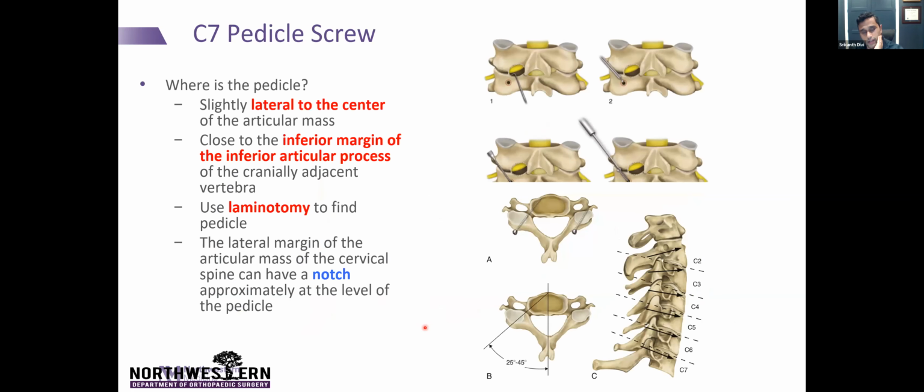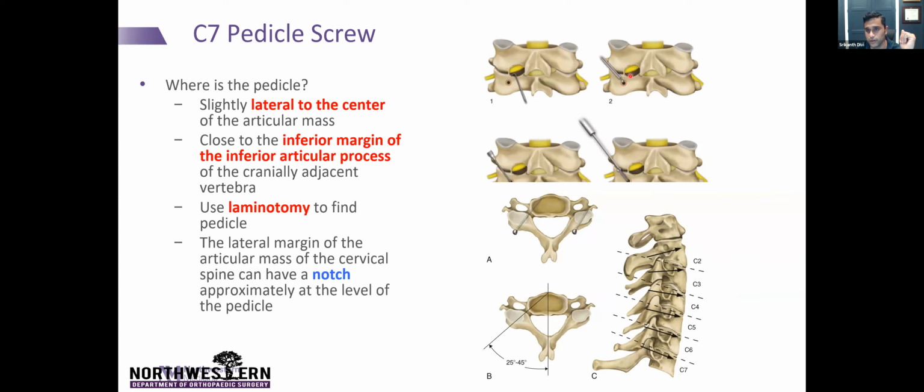C7 pedicle screw. This also applies to all the other subaxial cervical pedicle screws. And I think I've seen some people describe putting them in with navigation. C7 typically we can do because it's the biggest subaxial screw, and we can do it with a laminar foraminotomy technique. The pedicle is usually just slightly lateral to the center of the articular mass, and up close to the inferior margin of the IAP above. You do a small laminar foraminotomy, and you can put a nerve hook in there and feel the pedicle.